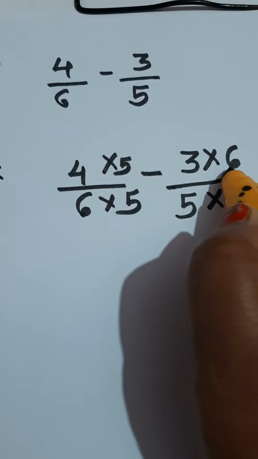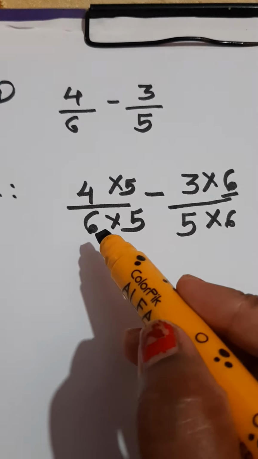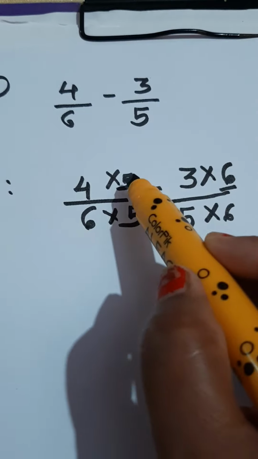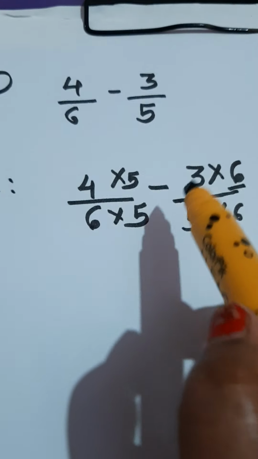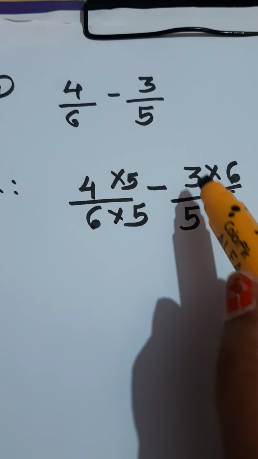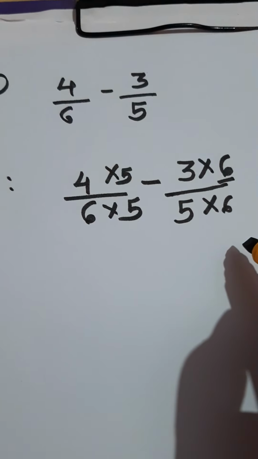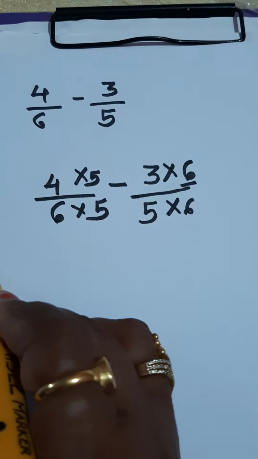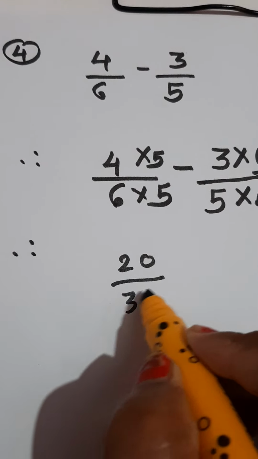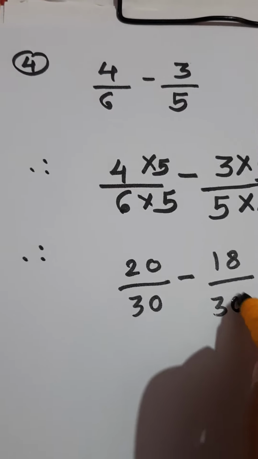Once again I explain here. First fraction is 4 upon 6. Multiply the first fraction by the second denominator, that is 5. Then give a minus sign. Write down the second fraction 3 upon 5 and multiply the second fraction by the first denominator, that is 6. Now do the multiplication. 4 5s are 20, 6 5s are 30, minus 3 6s are 18, 5 6s are 30.